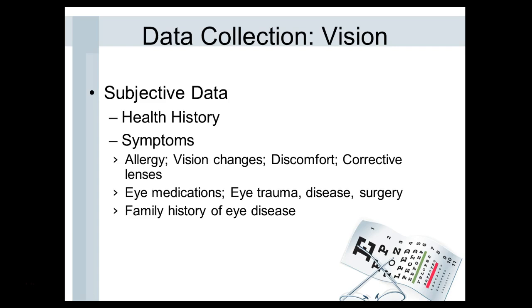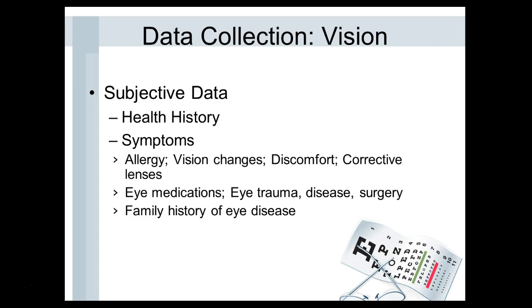So what do you do when someone comes into the office complaining about things going on with their eyes, either loss of vision or discomfort? You want to make sure you get all of their subjective data. You want a complete health history. And this includes anything from contacts and eyeglasses to eye surgery or history of eye disorders. You might want to even get a family history of eye disease.